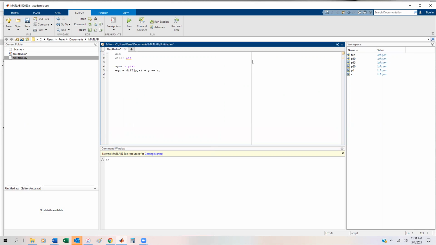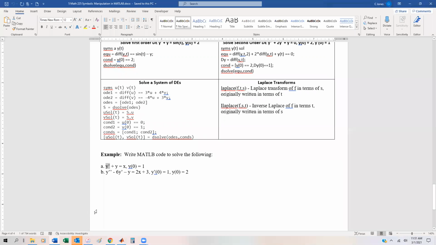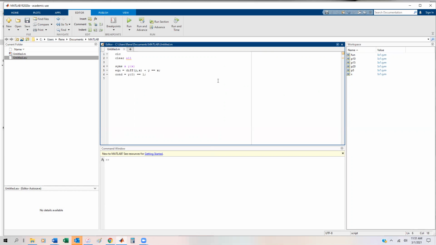Now we're going to have conditions. The condition is going to be that y at 0 is equal to 1. And where do we get that from? Well, if you look back, remember right here, y at 0 was equal to 1. So that's our initial condition. And then now we're going to use our dsolve function. I'm going to call solution 1, that's going to be equal to dsolve, our differential solver, EQU, which I defined right here, and then condition.